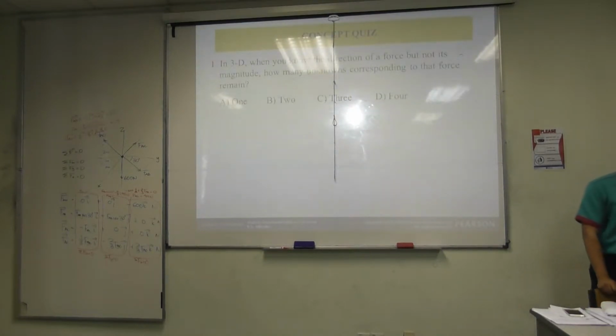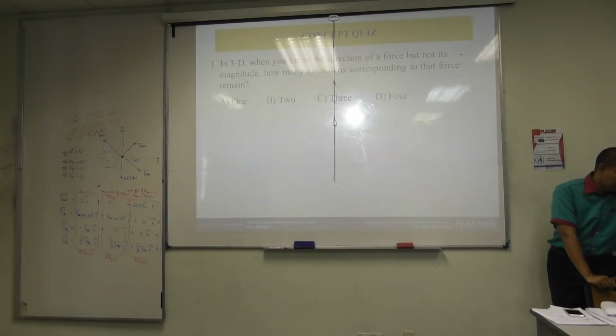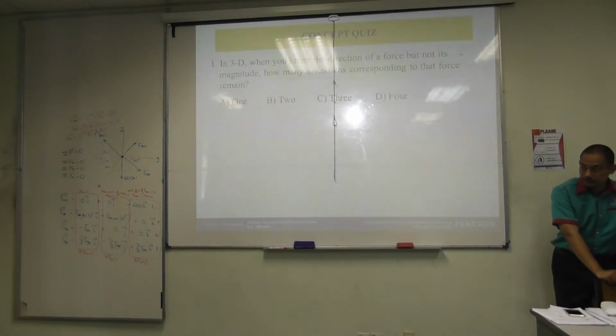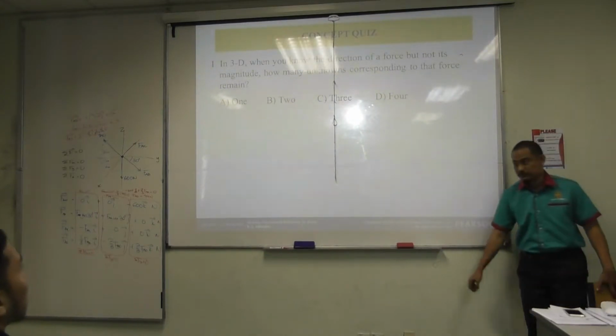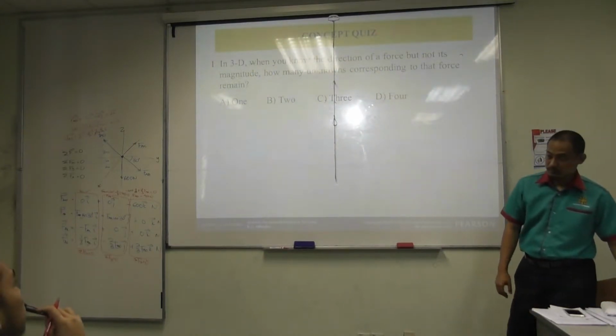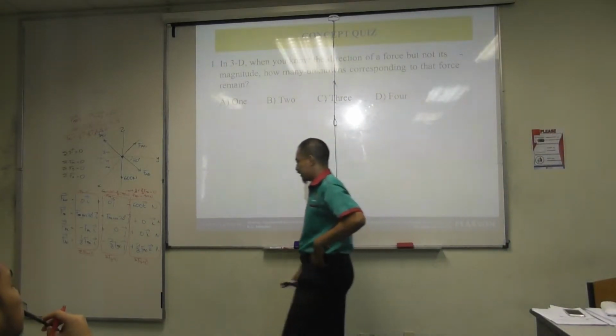Concept quiz. In 3D, when you know the direction of a force but not its magnitude, how many unknowns corresponding to the force remain? So how many unknowns? If you know the direction but you do not know the magnitude. 3. What is the 3? What are the 3?